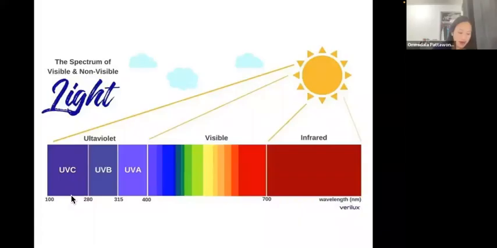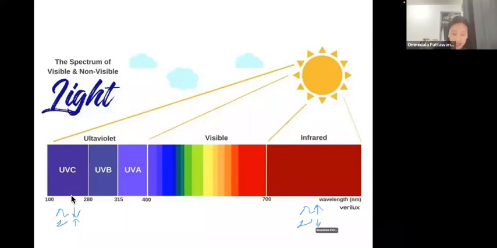So now from this spectrum right here, you probably notice that the ultraviolet region has a shorter wavelength, and the infrared is the one that has a longer wavelength. Because wavelength is inversely proportional to frequency, the frequency of the ultraviolet would be higher than the frequency of the infrared.